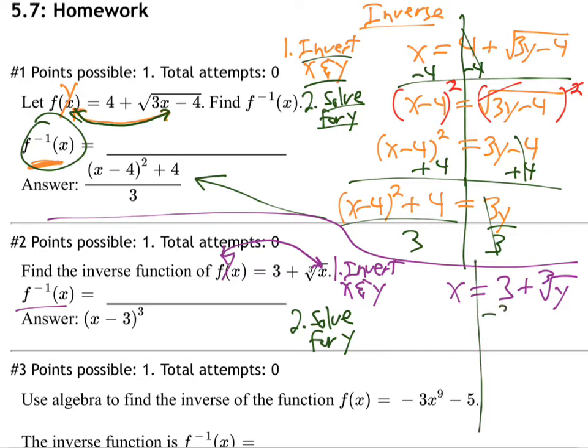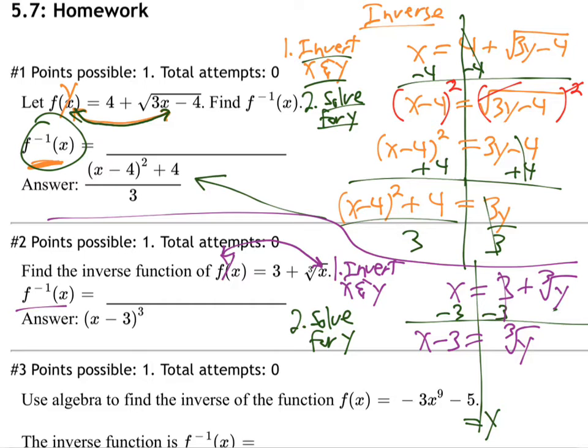Okay, so we got to subtract. So the y over here is saying, I want to be alone. Get rid of all this stuff that's next to me and on my side of the wall so that I can be alone. So what do we get? We get x minus 3. These cancel. Is the cube root of y.